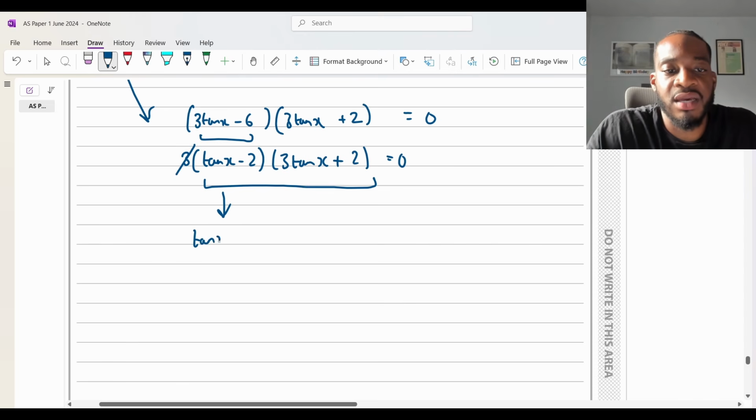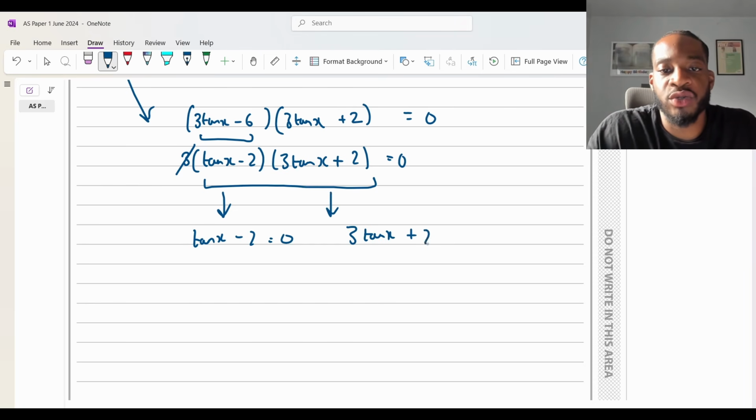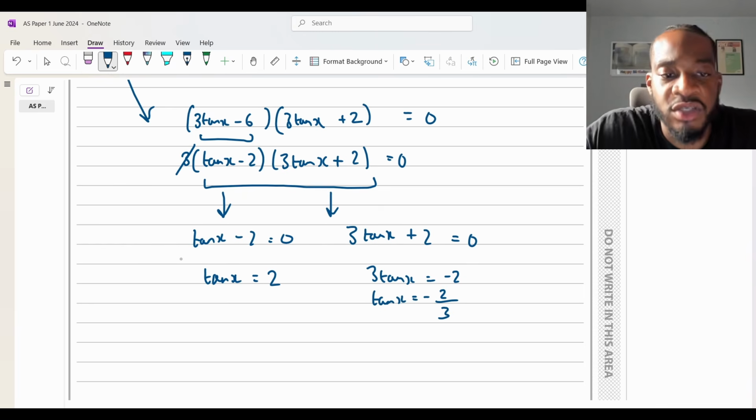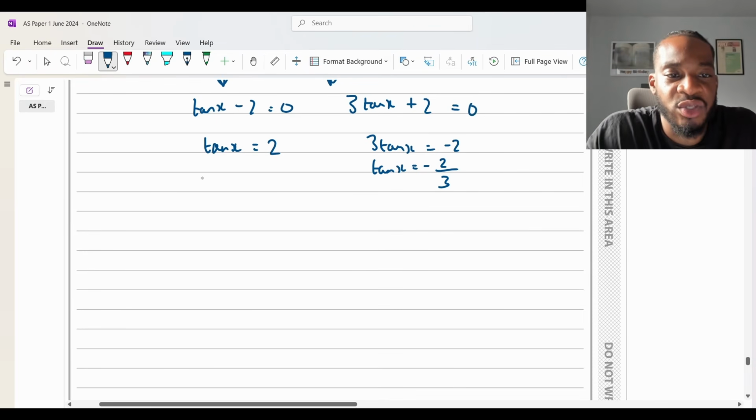Tan x minus 2 equals 0. Or this one, 3 tan x plus 2 is equal to 0. We've got to solve both of these now. So tan x equals 2. And then 3 tan x equals negative 2. That means that tan x is equal to negative 2 over 3. So these are our two equations that we need to solve. So let's solve these very, very quickly. Tan is always the easiest one.